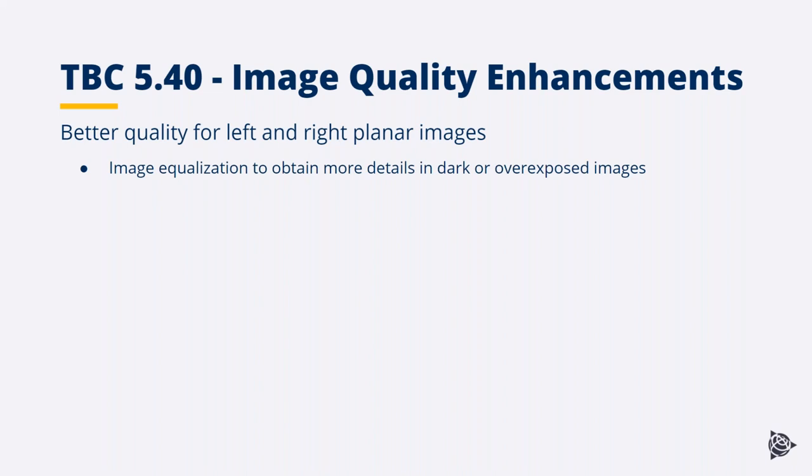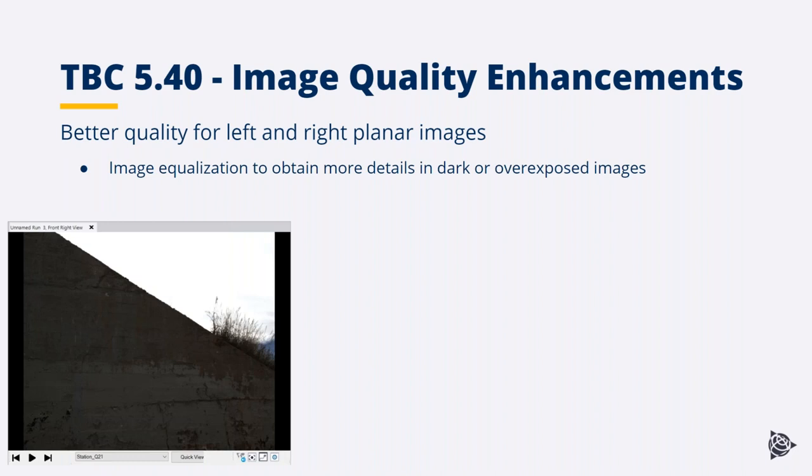I have here an example. On the left side, you see an image from, I think, an underpass, and you see the wall there, and you can see it's a bit dark on the wall, and the sky is maybe a little bit overexposed, so you don't really see any details about that wall.